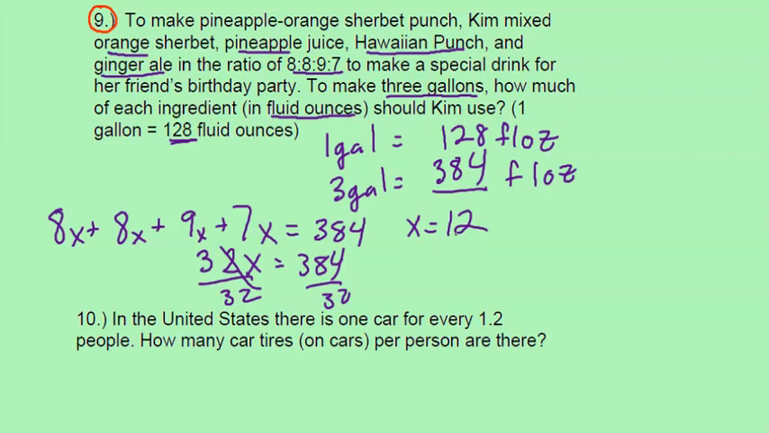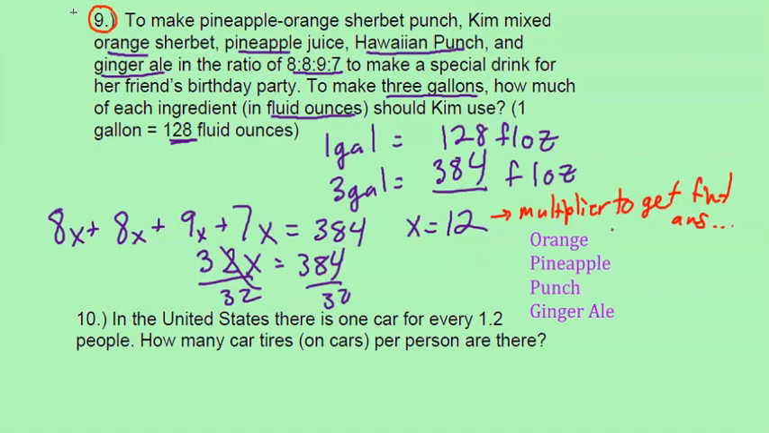Now, that's not our final answer. This is our multiplier to get the final answers. And you want to know how much of each ingredient that Kim should use, not just the multiplier of it. So to get the orange sherbet, it'd be 8 times 12, pineapple 8 times 12, Hawaiian punch 9 times 12, and then ginger ale 7 times 12.